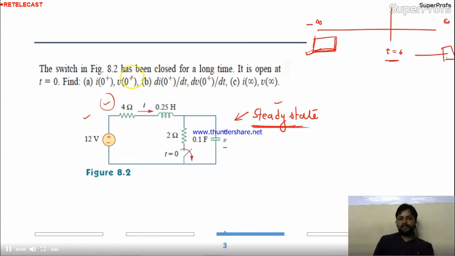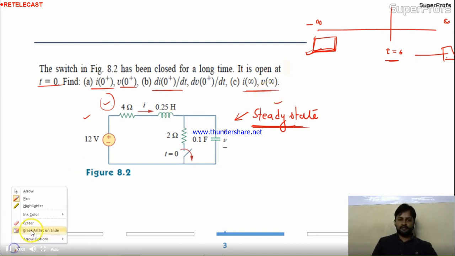What he is saying: the switch has been closed for a long time, and it is opened at t equal to 0. Now we have to find i0 plus and v0 plus. In the second question we have to find di0 plus by dt, dv0 plus by dt, and i infinity, v infinity. Okay. So I'll come to the proper circuit diagram.